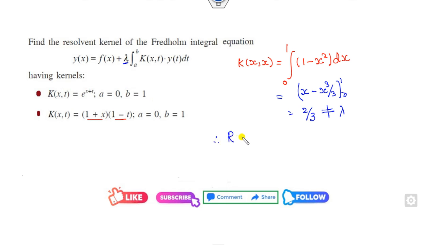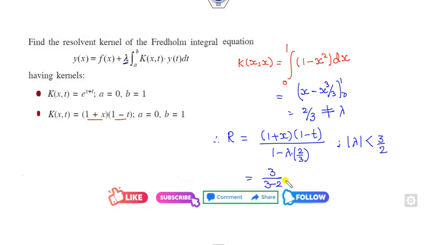So what is my resolvent kernel? That is (1 + x)(1 − t) divided by 1 minus lambda times this number, provided the modulus of lambda is less than 3 by 2. So you can simplify this. It is 3 over (3 − 2 lambda) into (1 + x)(1 − t). So this is the resolvent kernel of this question.